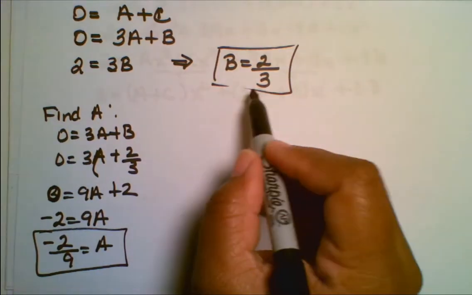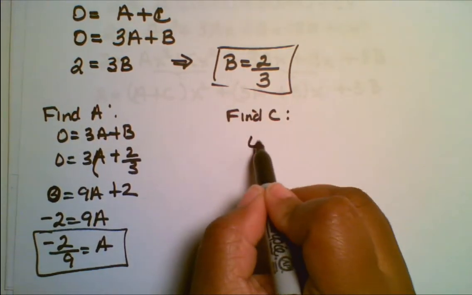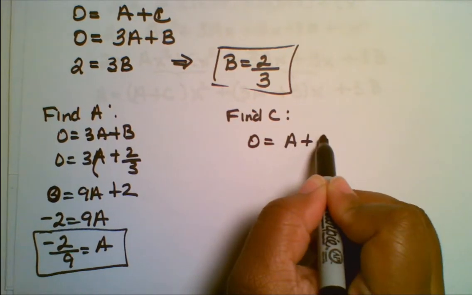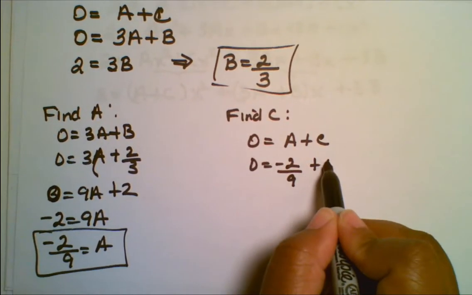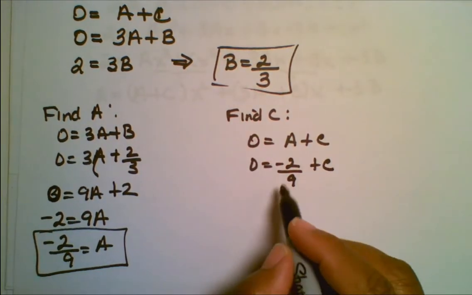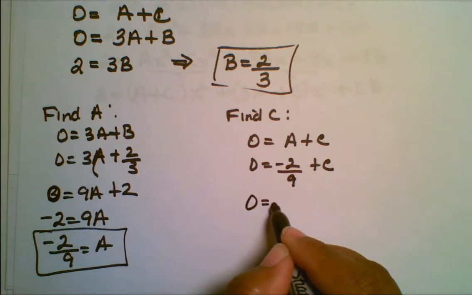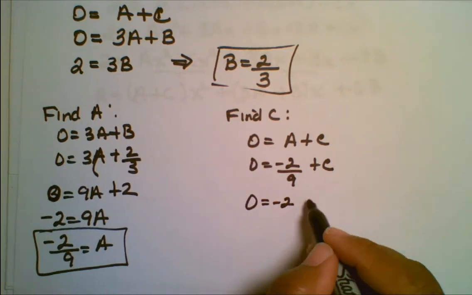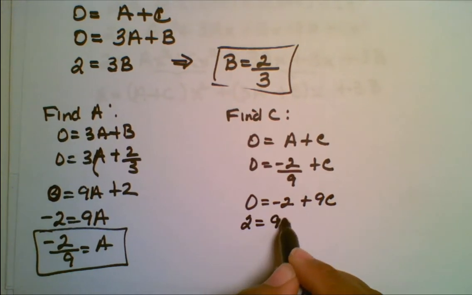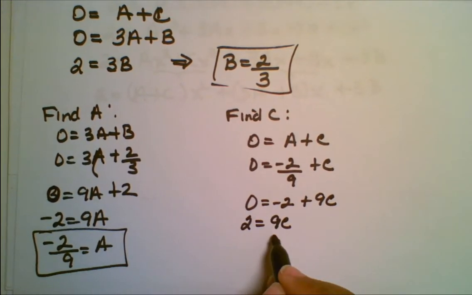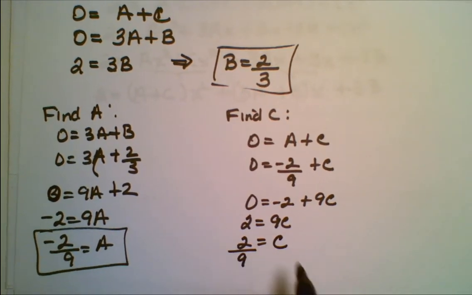Now let's find c. 0 is equal to a plus c. 0 is equal to negative 2 over 9 plus c. Multiply every term by 9. We have 0 is equal to negative 2 plus 9c. Add 2 to each side and then divide by 9. We have 2/9, which is equal to c.